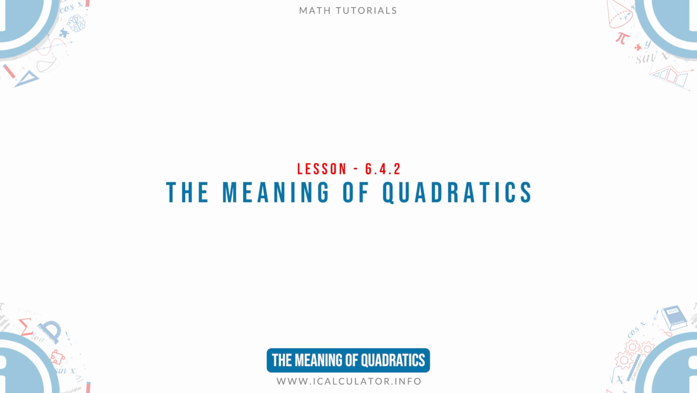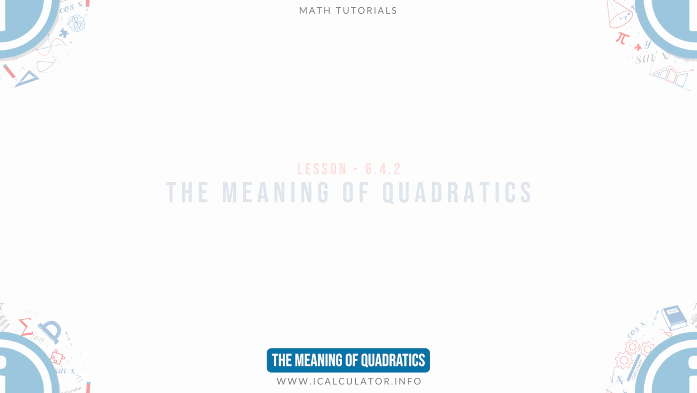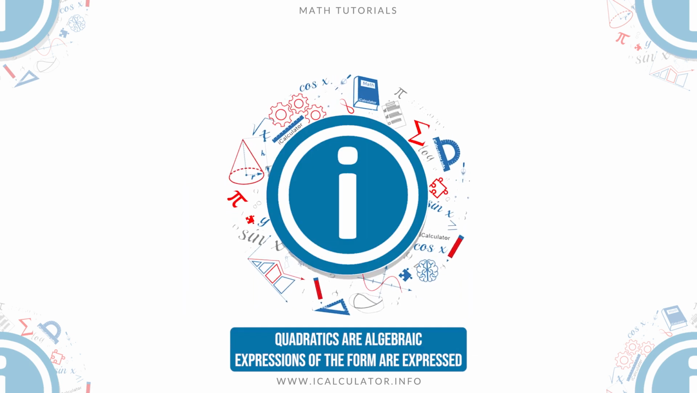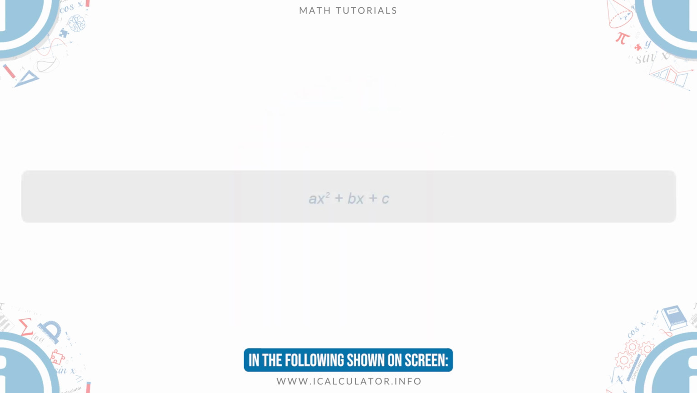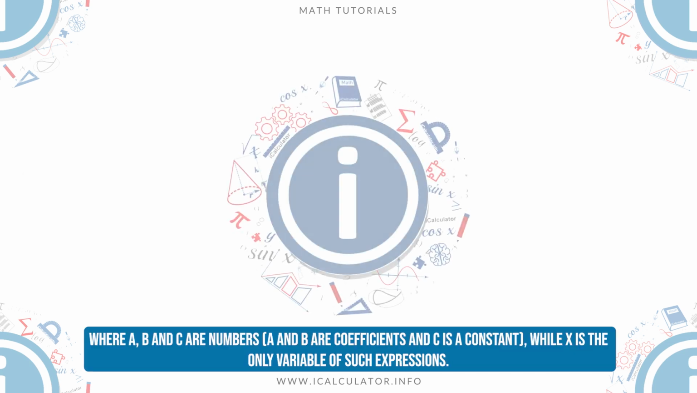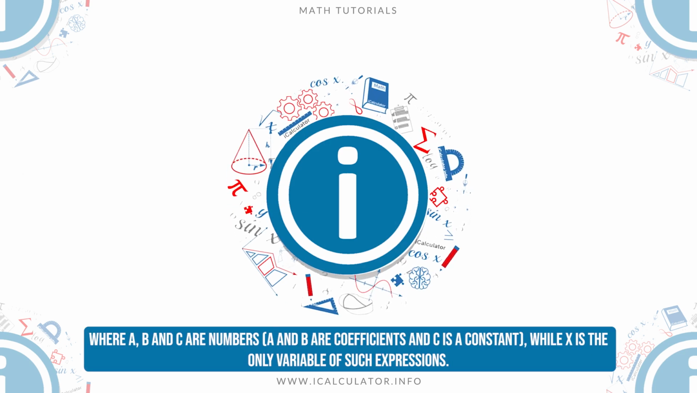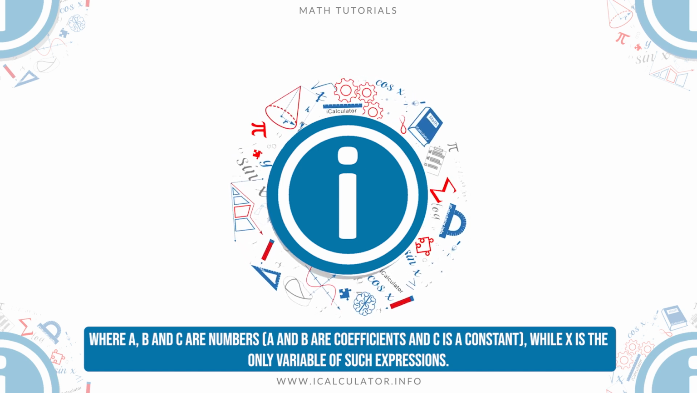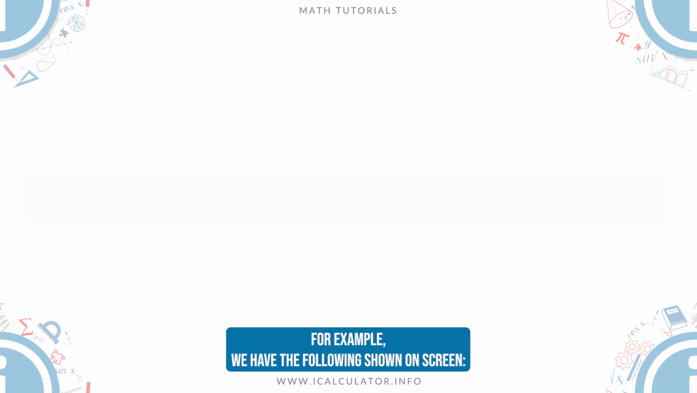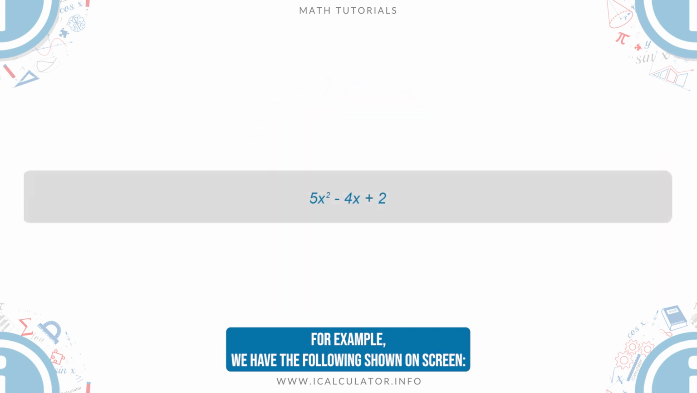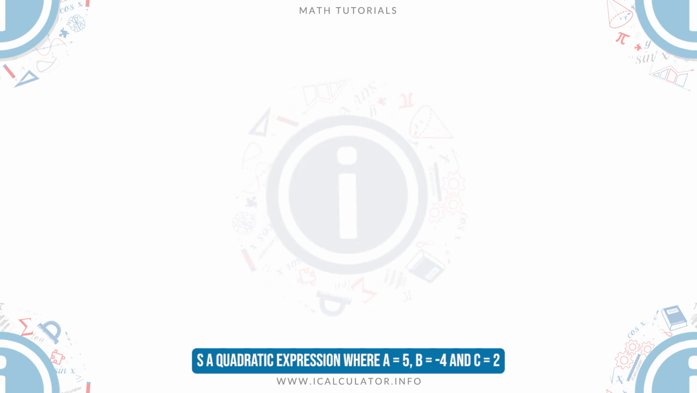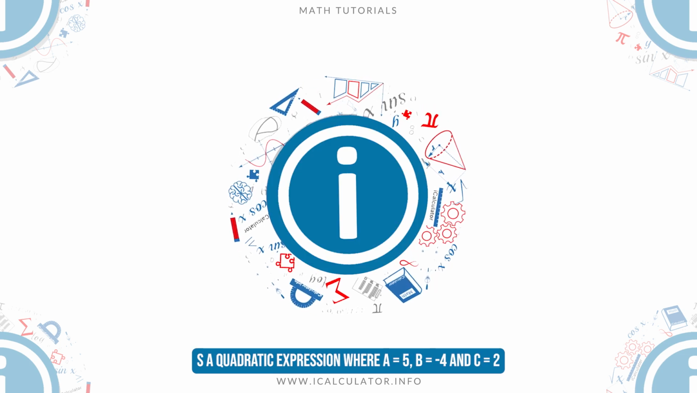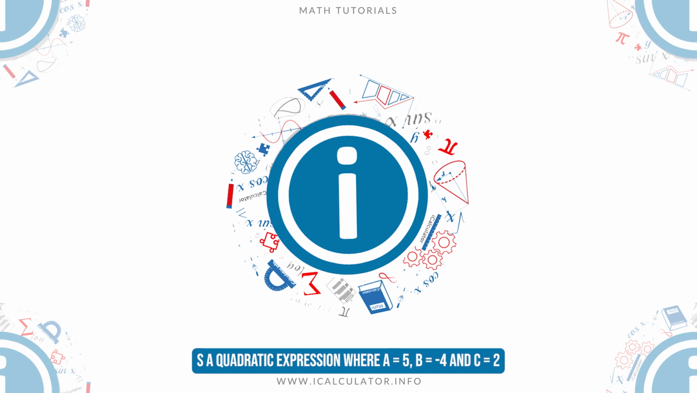The meaning of quadratics. Quadratics are algebraic expressions of the form shown on screen, where a, b and c are numbers, a and b are coefficients and c is a constant, while x is the only variable of such expressions. For example, we have the following shown on screen. It is a quadratic expression where a equals 5, b equals -4 and c equals 2.